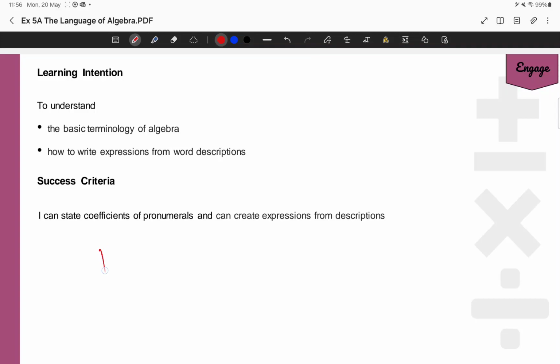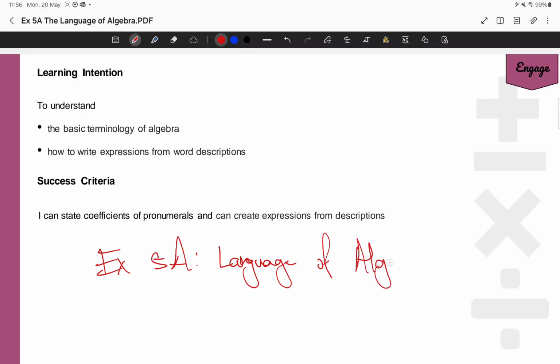So let me just write that here, exercise 5A, and it's language of algebra. I'll give you guys a minute just to write this down in your bound reference books, please.